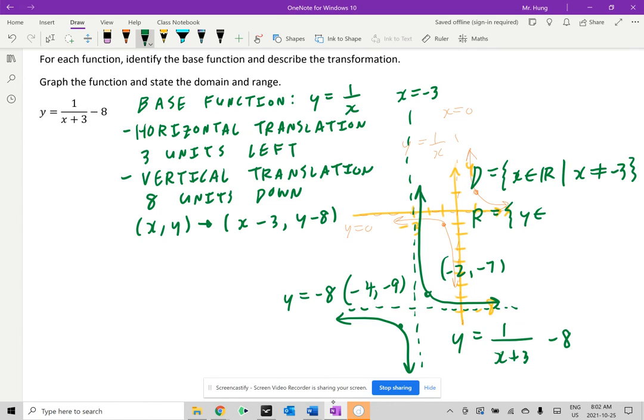Likewise, if you think about the range, which is associated with the horizontal asymptote, since y equals negative 8, well, that really came from the fact that y cannot be negative 8. And that's how you can find the domain and range.